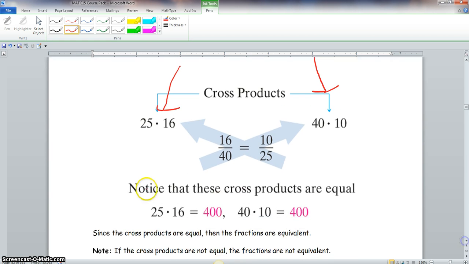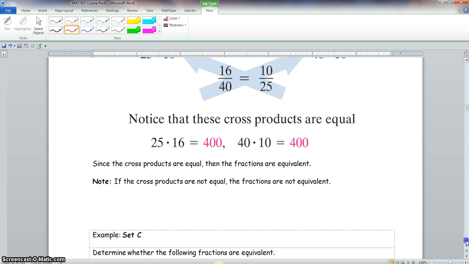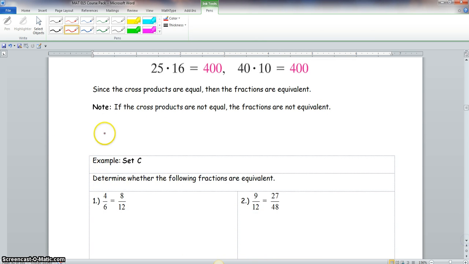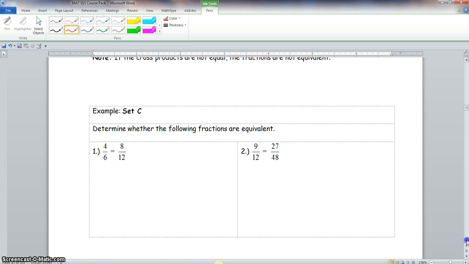So now we multiply. 25 times 16 is 400. 40 times 10 is 400. That means that these fractions are equivalent. Now note, if the cross products are not equal, the fractions are not equivalent. So let's go down here and take a look.